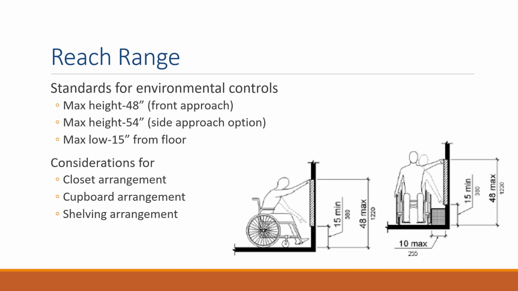Another thing to consider are the reach ranges, not only for light switches or door handles, but things like closets, cupboards, and shelving systems. In general, if a control switch is going to be approached from the front, then it should not be any higher than 48 inches or 4 feet. If there's a side approach option, then no higher than 54 inches. Regardless of whether it's the front or the side approach, the control switch should not be any lower than 15 inches.